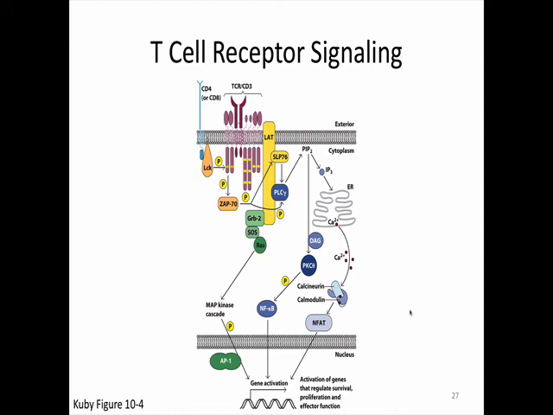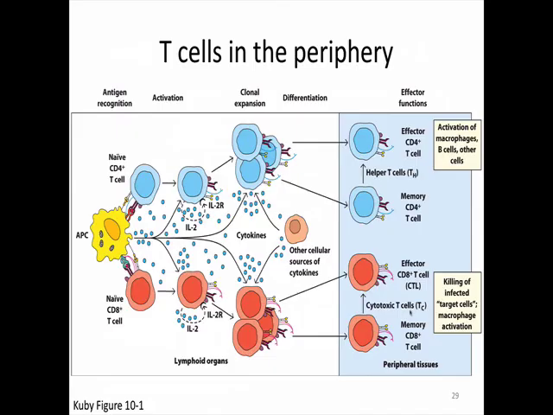So we're going to get survival, we're going to get proliferation, we're going to get effector function, we're going to get a whole bunch of things going on, as well as some cell movement, some rearrangement of the cytoskeleton. So there's actually a lot going on downstream of LAT and SLP76. These are just the main ones I want to tell you about.